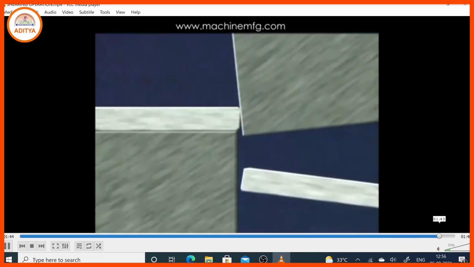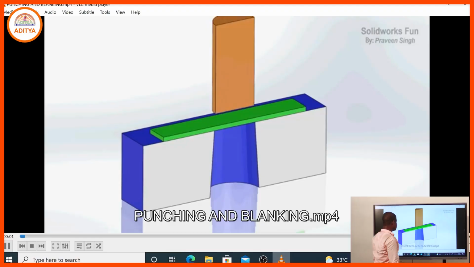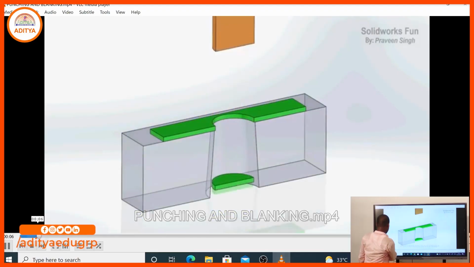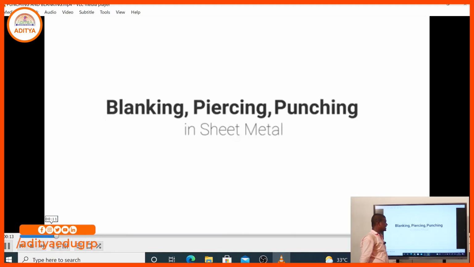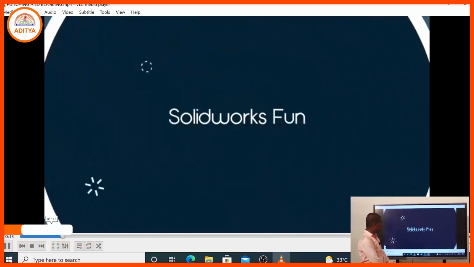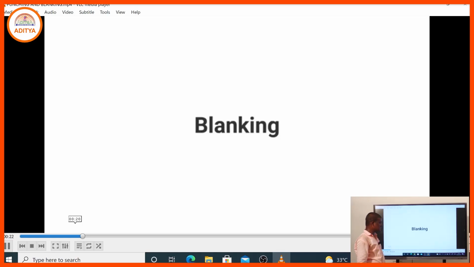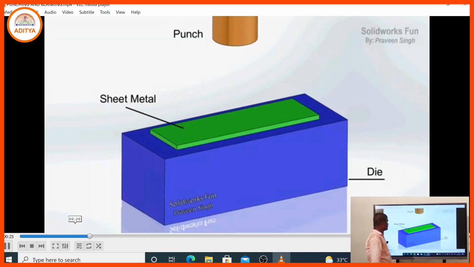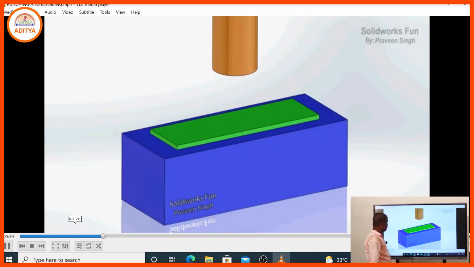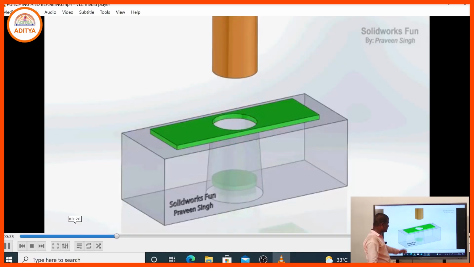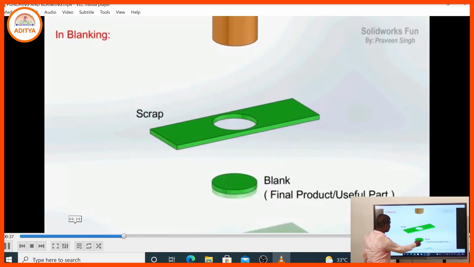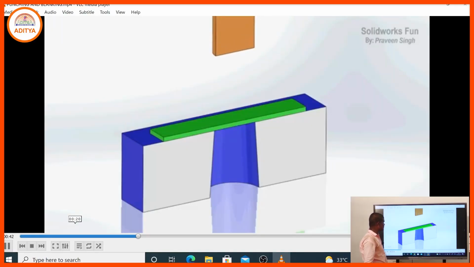By shearing we cut some materials. Punching and blanking operations: blanking, piercing and punching. Blanking operation: that is the sheet metal, that is the punch, and that is the die. Using the punch we cut some metal; that is the blank, the final part, and that is the scrap part. That is the blanking operation.